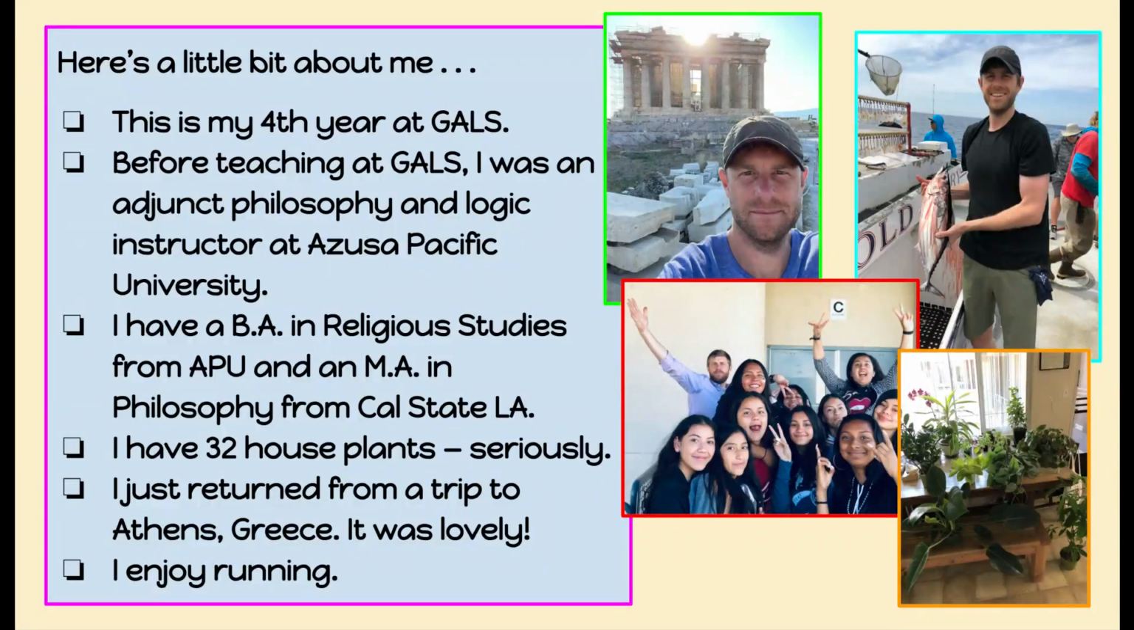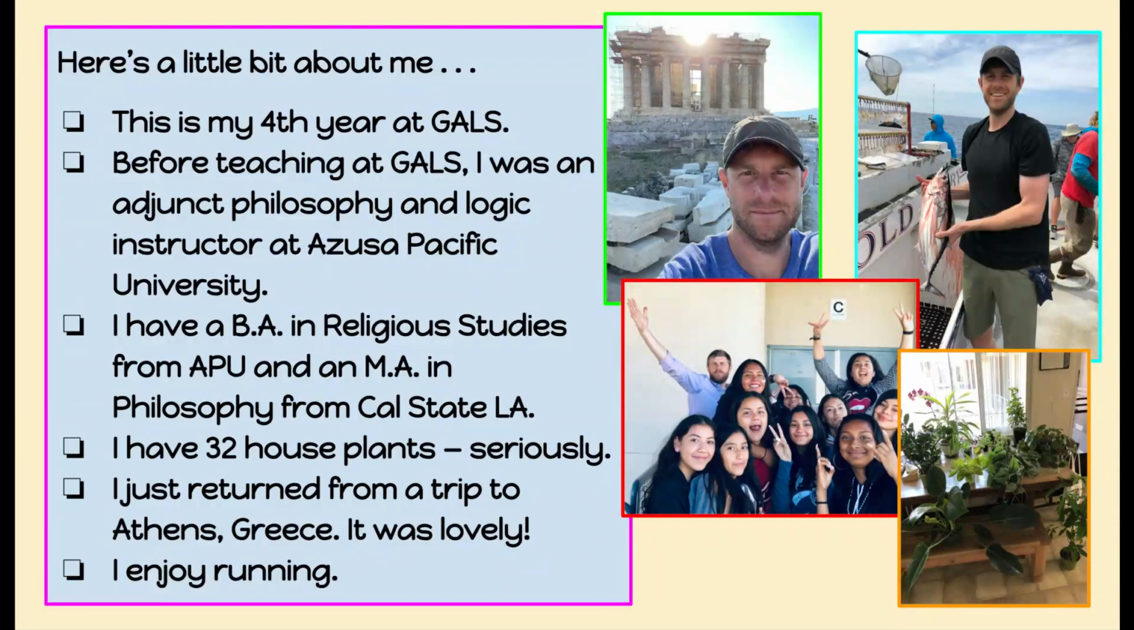Okay, so here's some stuff about me. This is my 4th year at the school. Before teaching at Gals, I was an adjunct, which means part time, philosophy and logic teacher at Azusa Pacific University. I have a BA, which means Bachelor of Arts in Religious Studies, which means I was focusing on the way people believe and behave throughout time and around the world. And then also an MA, which means Master of Arts in Philosophy from Cal State Los Angeles.